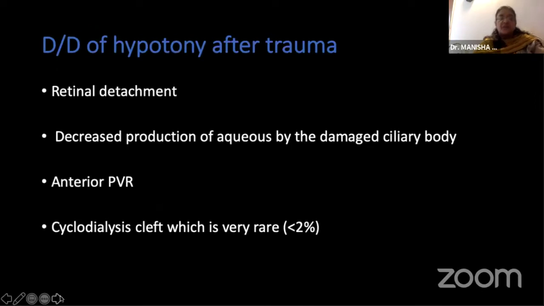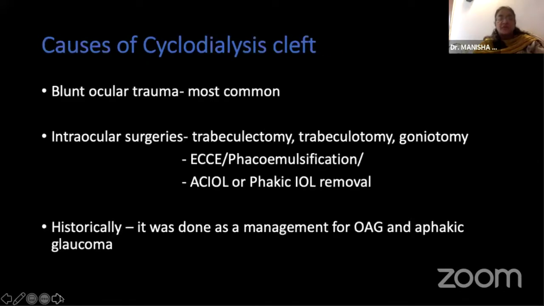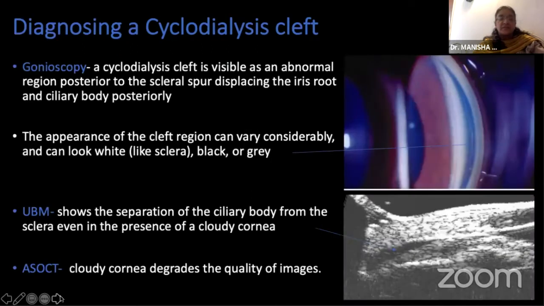Now, there is a differential of hypotony after trauma. Every case is not because of a cleft. You can have hypotony secondary to retinal detachment, a decreased production of aqueous by the damaged ciliary body, and a very fulminant anterior PVR. And very rarely, it is because of cyclodialysis clefts. The most common cause, of course, remains blunt ocular trauma, but a cyclodialysis cleft can very much occur after any intraocular surgery. Diagnosing a cyclodialysis cleft can sometimes be difficult, but we can employ gonioscopy, UBM, and anterior segment OCT for identifying these clefts.